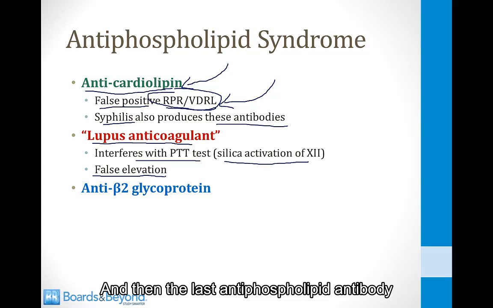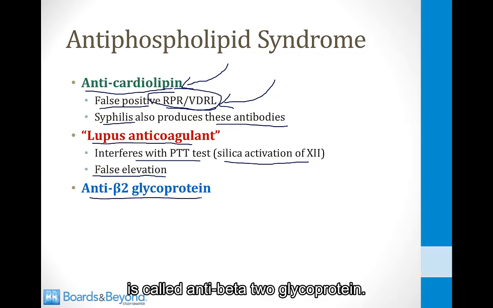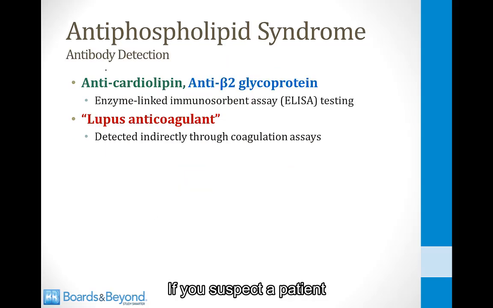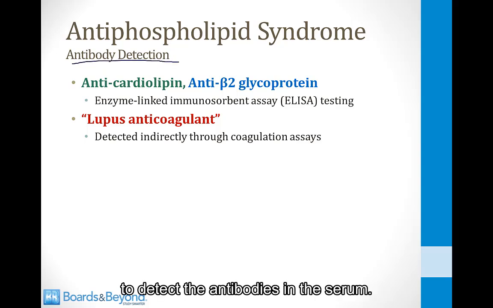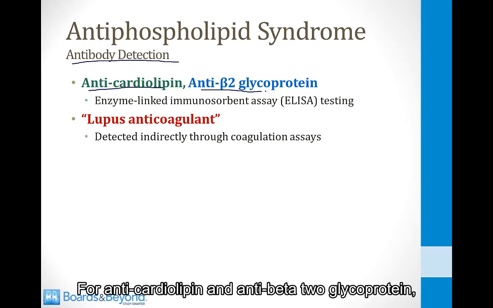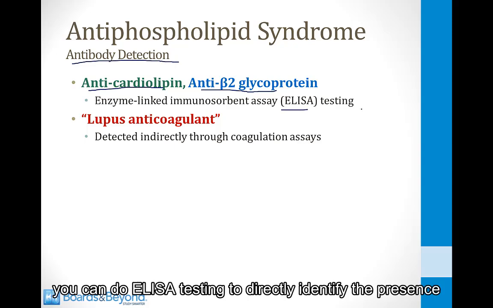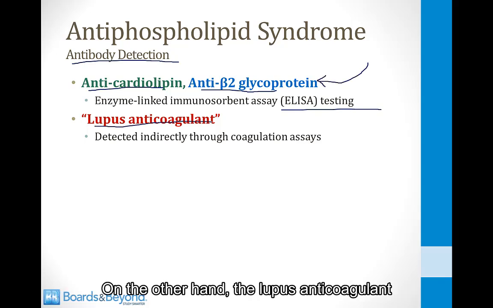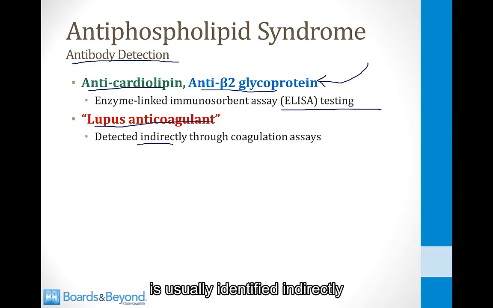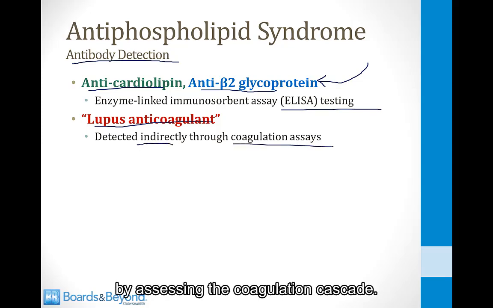And then the last antiphospholipid antibody is called anti-beta-2 glycoprotein. If you suspect a patient of having the antiphospholipid syndrome, there are a number of tests you can do to detect the antibodies in the serum. For anticardiolipin and anti-beta-2 glycoprotein, you can do ELISA testing to directly identify the presence of these antibodies in the plasma. On the other hand, the lupus anticoagulant is usually identified indirectly by assessing the coagulation cascade.